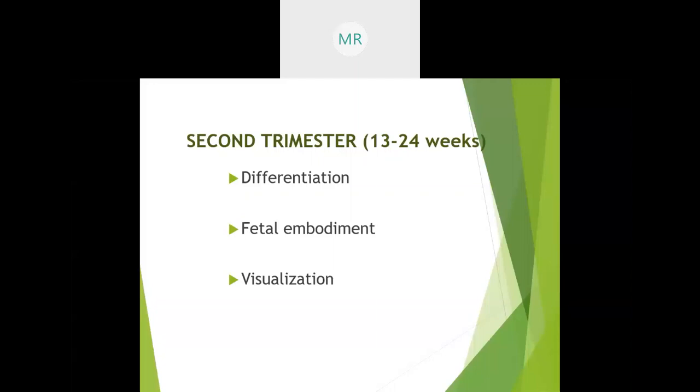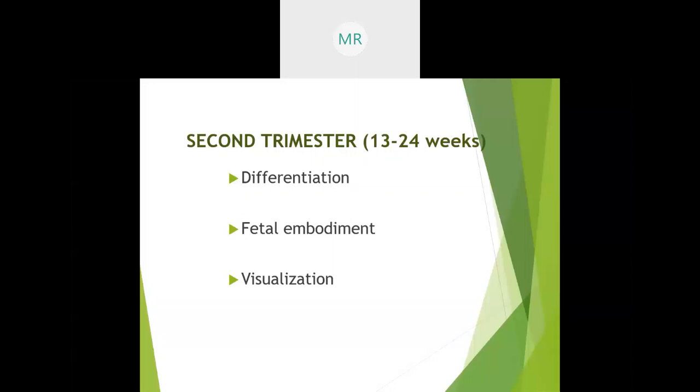In visualization, you could see the baby on an ultrasound, and you can also feel fetal movement. Feeling fetal movement by mom, mom is the one that tells you that she feels fetal movement. This is called quickening, and this occurs between 16 and 20 weeks gestation.